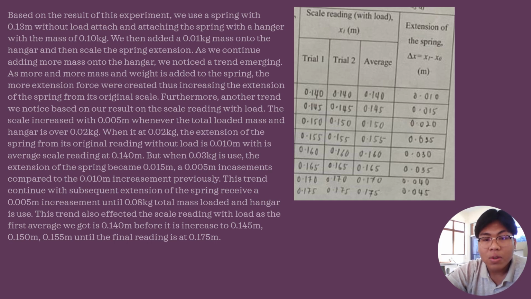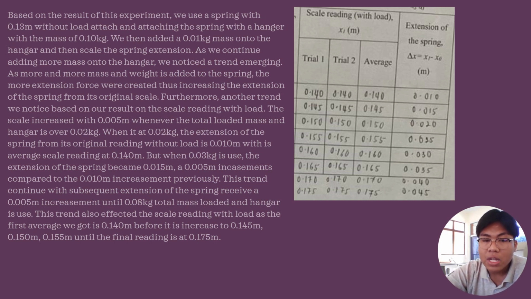But when 0.03 kilogram is used, the extension of the spring becomes 0.015 meter, a 0.005 meter increment compared to the 0.010 meter previously. This trend continued for the subsequent extensions of the spring, each receiving a 0.005 increment until 0.08 kilogram total mass of load and hanger is used. This trend also affected the scale reading with load.